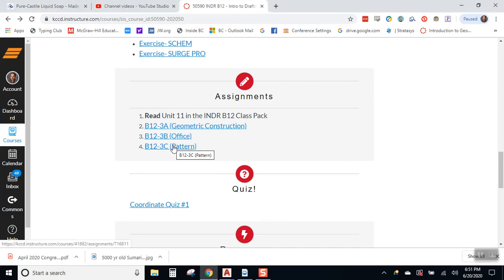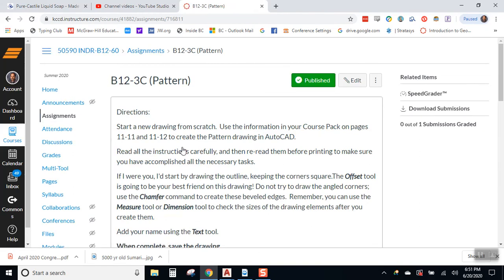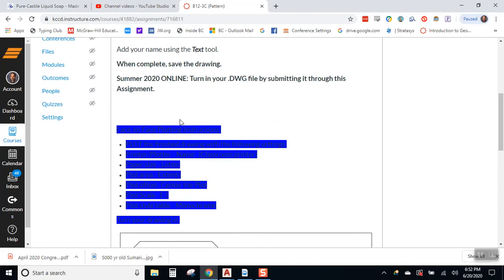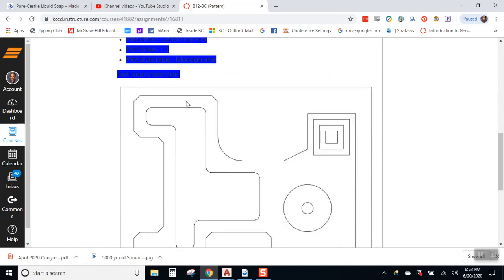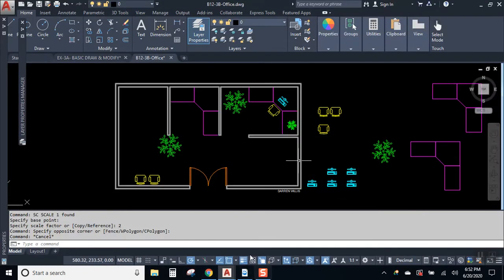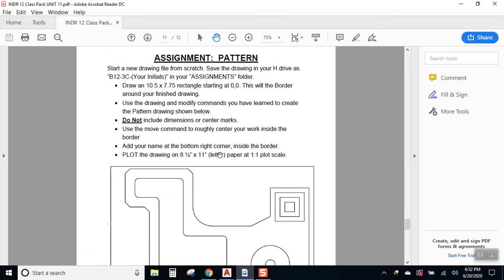All right, our final assignment for Unit 11 is something called Drawing 3C, Pattern. If we take a look at the instructions here, or the recommendations over here in Canvas, that'll be helpful. This is what we're going for. This is the final drawing, what it looks like when it's complete. And take a look over on the course pack. The course pack has some details that you're going to need to follow.